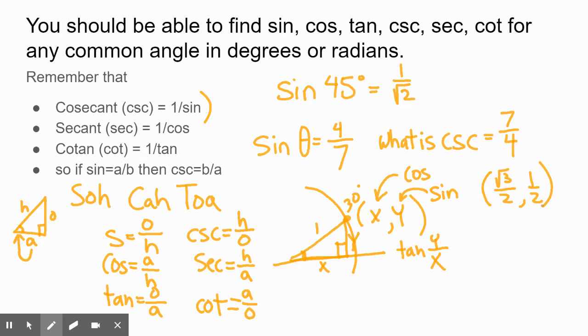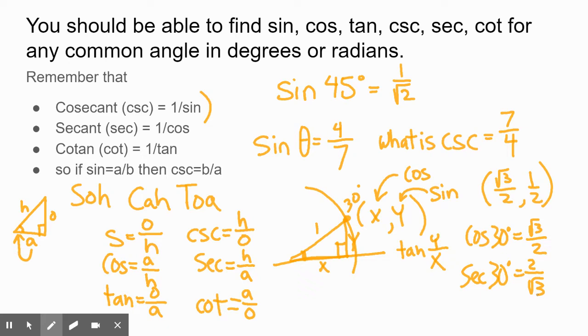And so the cosine of 30 degrees, which is also the cosine of pi over 6, is square root of 3 over 2, which means the secant of 30 degrees equals 2 over the square root of 3. Okay? So it's really just getting super, super familiar with the relationships between all these trig functions.